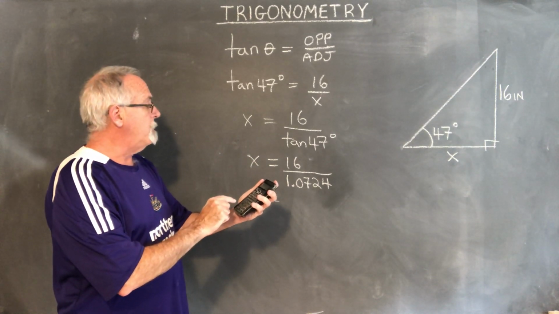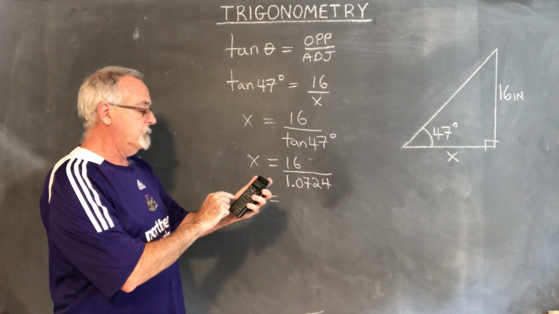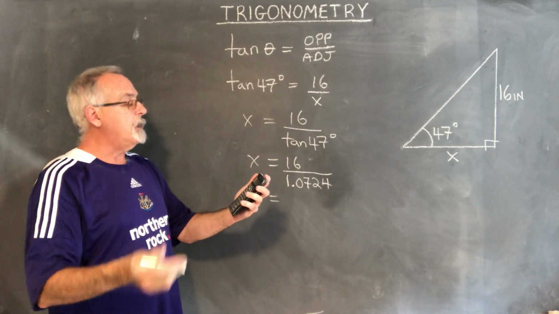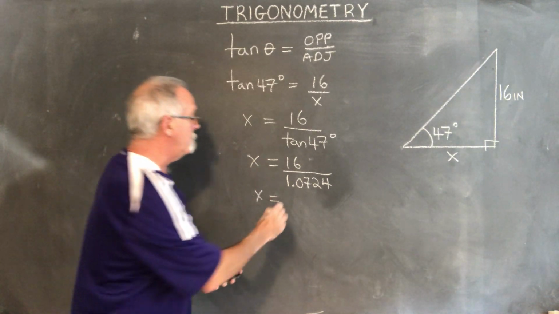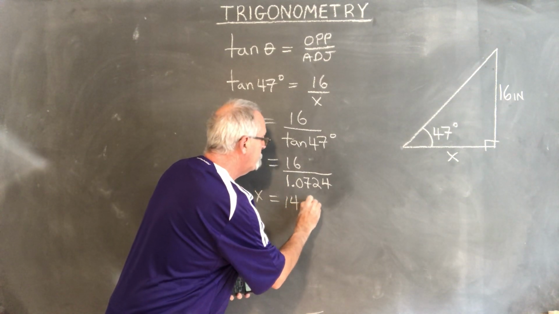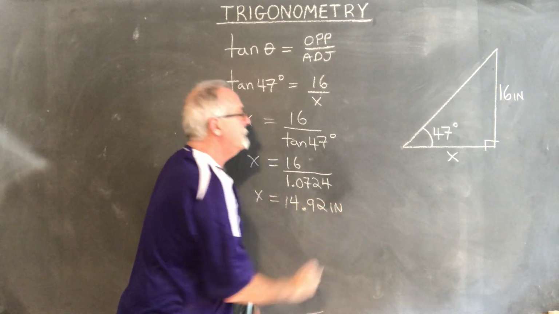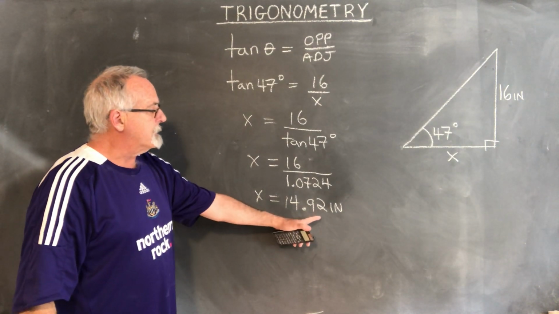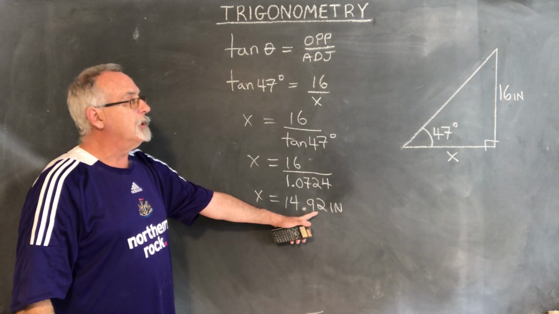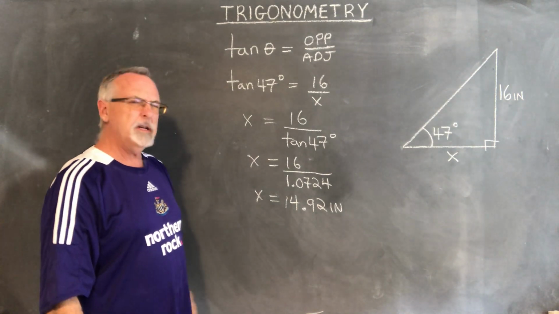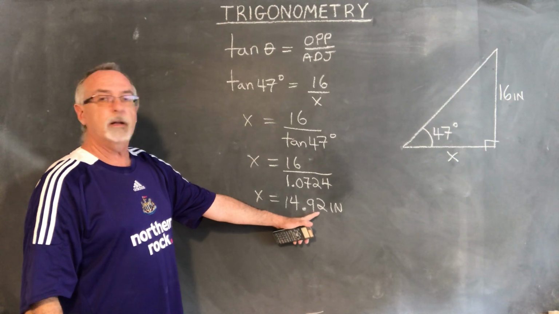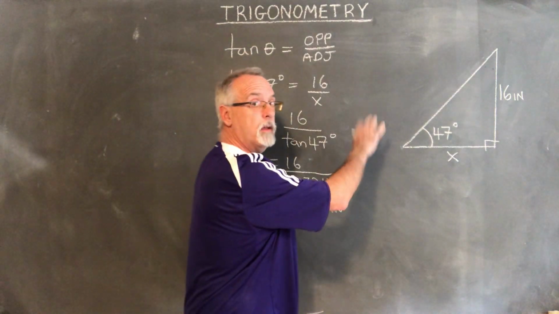16 divided by 1.0724 equals 14.9198. I will round that to 14.92 inches. Now I shouldn't have erased everything from before because I can't remember now exactly what I had, but I know it was really close to this. It was 14.95, something like that. So you see that it's extremely close to the value we got using the other methods.